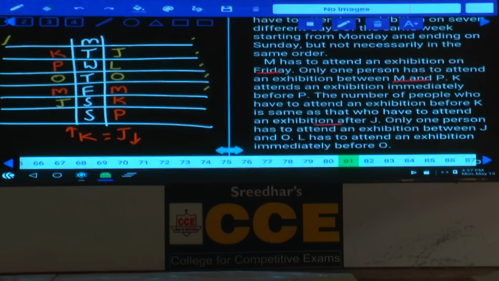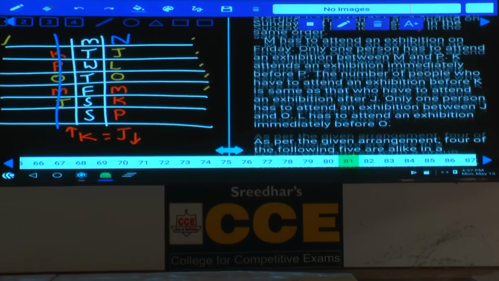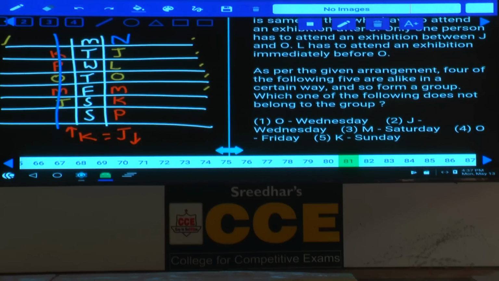Now we are left with only the first case. Now who is the person left over here? J, K, L, M, O, P. Hence N is the person left over, hence N must be on Monday. Clear now? Then question number 81.